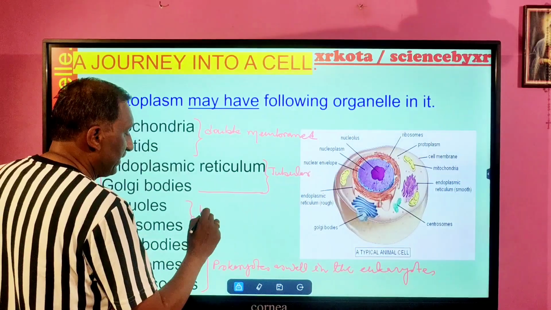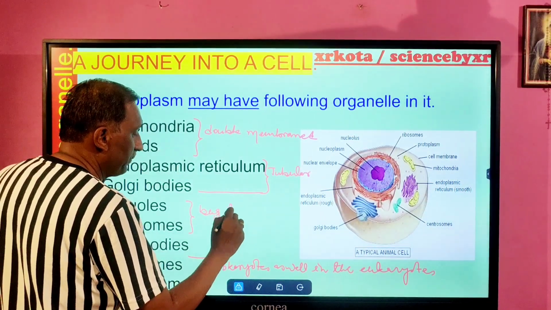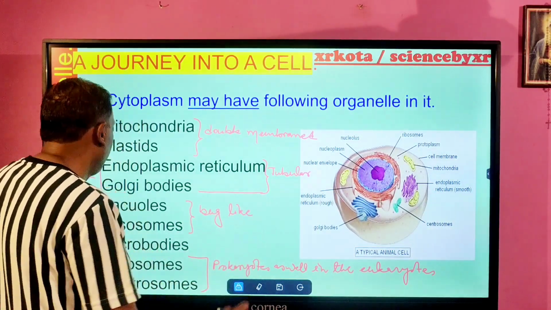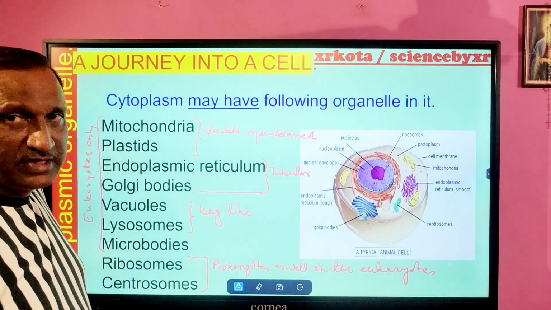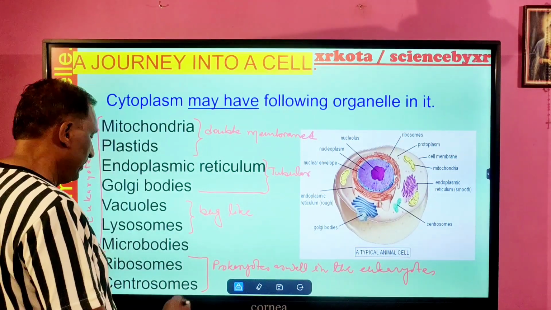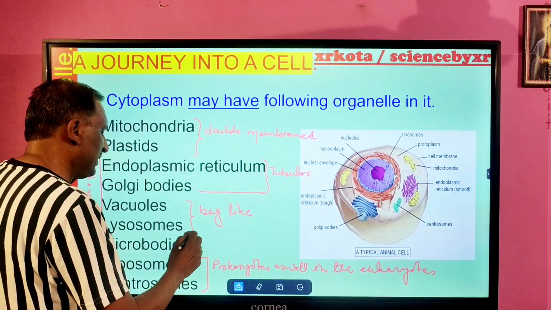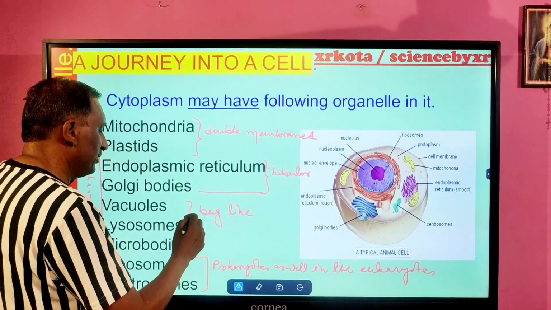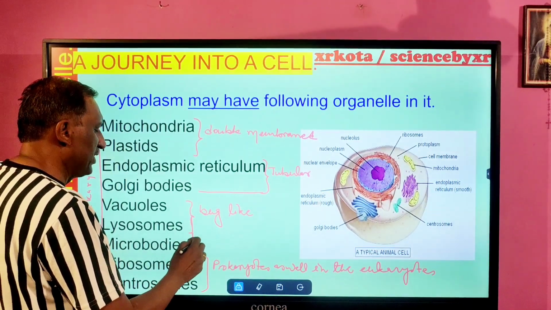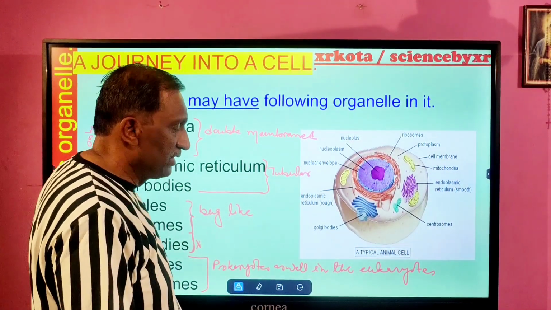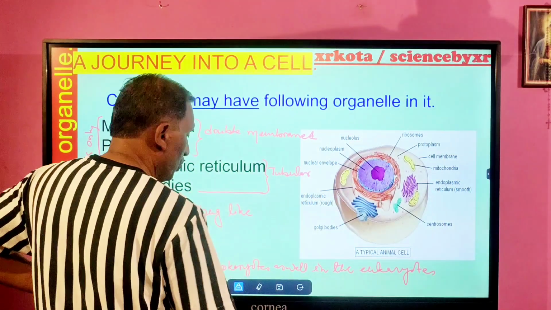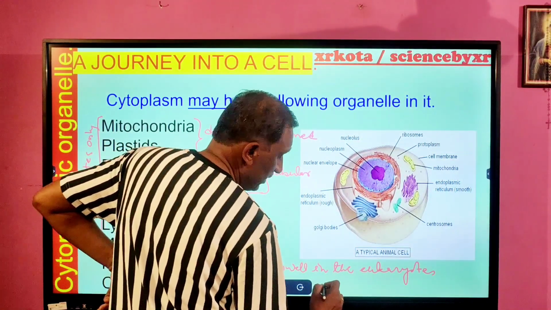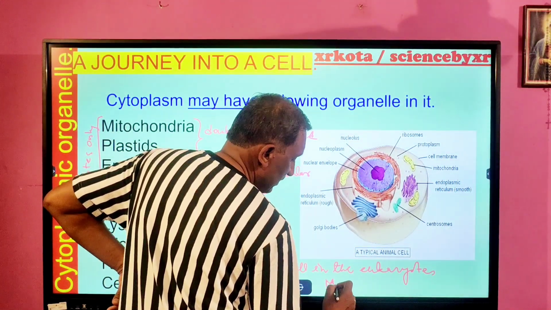These are bag-like. They are storing something. Vacuoles and lysosomes are storing something, so they are bag-like. And microbodies, of course, are also bag-like, so I'll continue till here. But we'll not study microbodies in class 9th. And these two are membraneless.